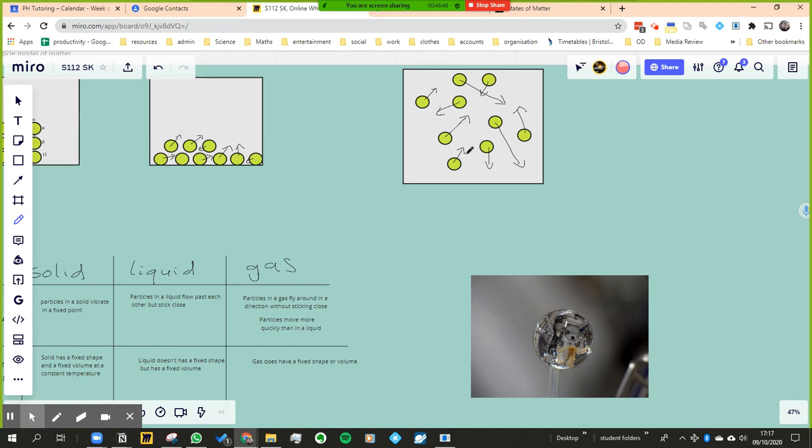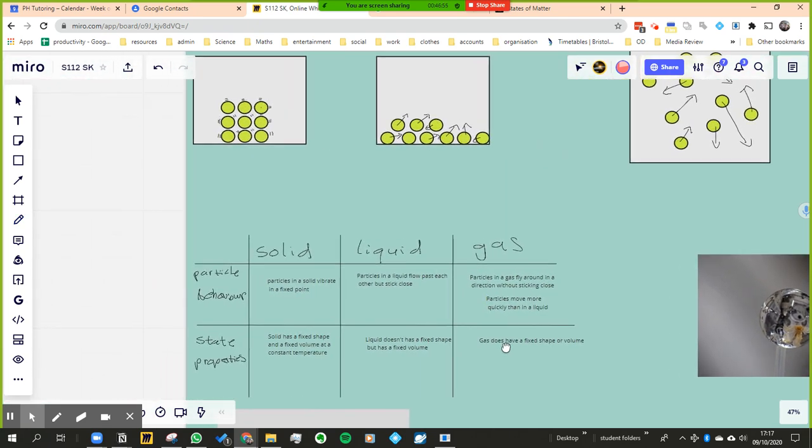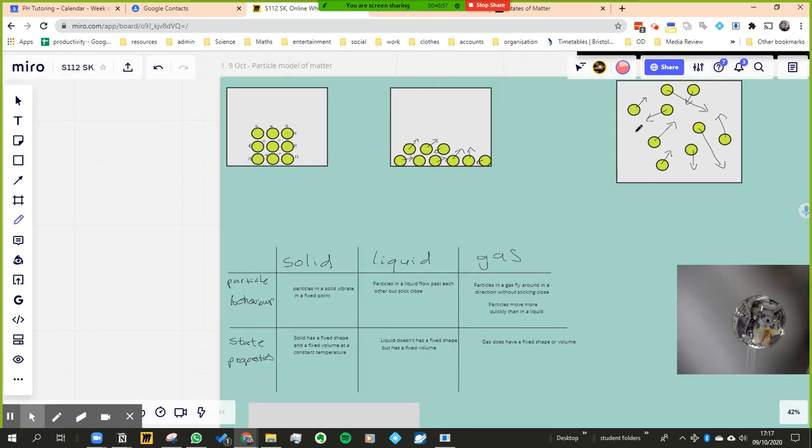So not any particular pattern, not touching, and moving around randomly. Now, what we want to be able to say is how these particle behaviors explain the properties that we observe.